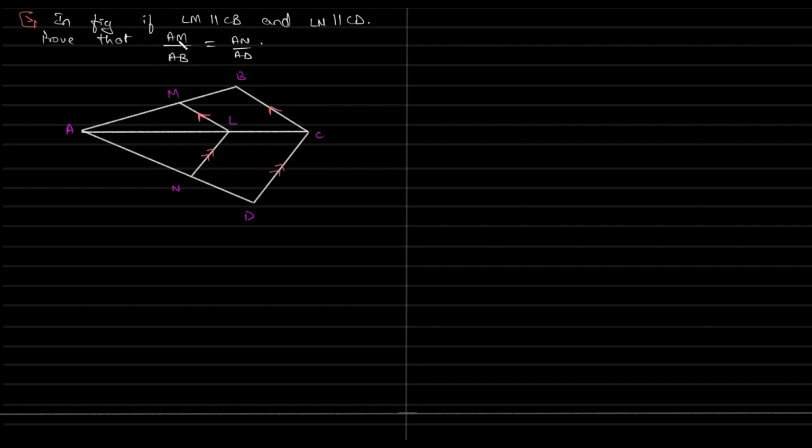Prove that AM by AB, this entire side, is equal to AN by AD. So you can, as of now, modify the question to your convenience. That is, we'll prove AM by MB being equal to AN by ND. And after that, proving this is just a bit of math. So let's think about how we will prove that AM by MB is equal to AN by ND.